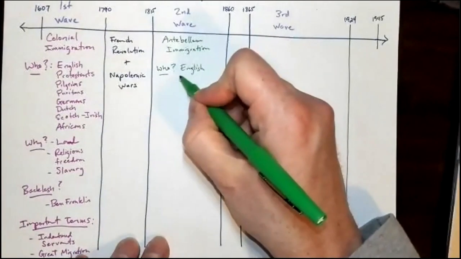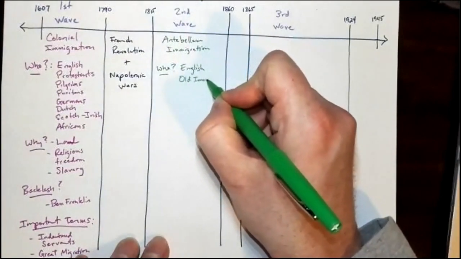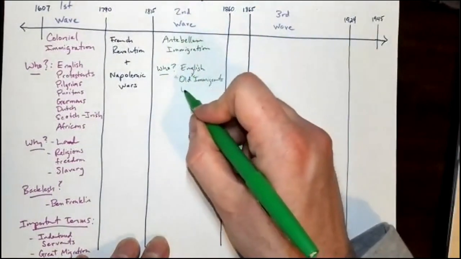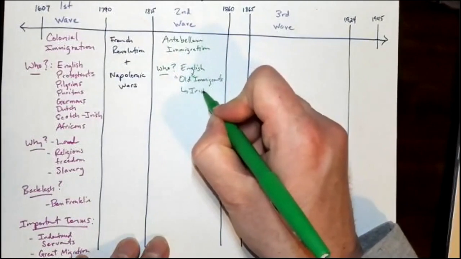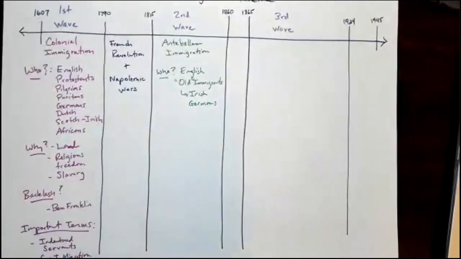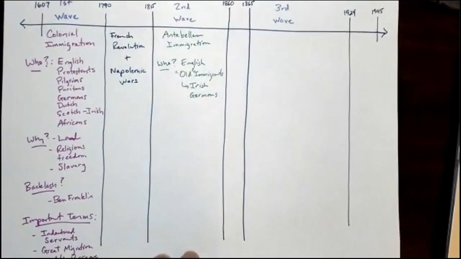We see the emergence of what we call old immigrants. And old immigrants refers to a surge in primarily Irish and Germans coming to the United States. Now, Germans came before, but we start to see a larger number of Germans coming. And we also see the Irish especially being a group that hadn't been coming in as large numbers to the United States.